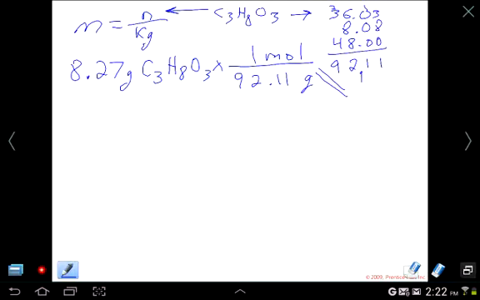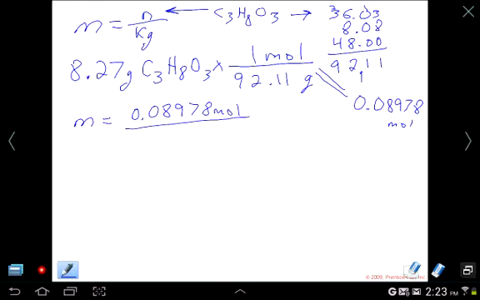So dividing these two numbers, 8.27 divided by 92.11 gives us 0.0897978. Let's go ahead and go with 3 sig figs. Okay, and now this is our moles of solute, and now we can take this and divide it by the kilograms of solvent. So we now can get the molality. Molality then is 0.08978 moles divided by kilograms.